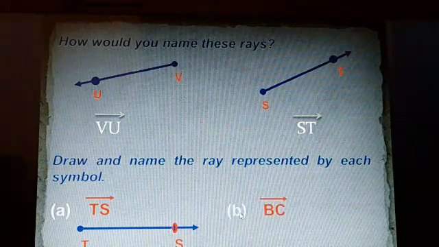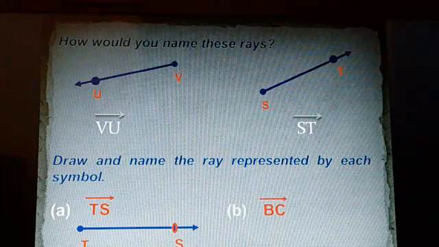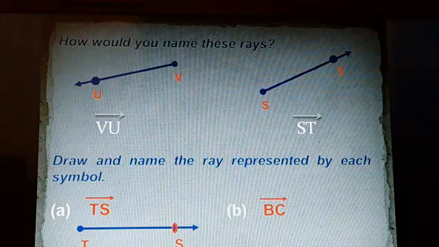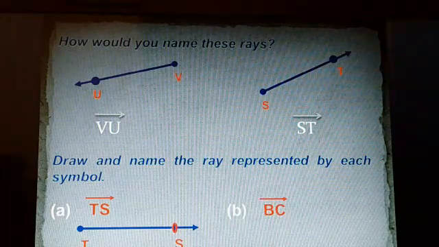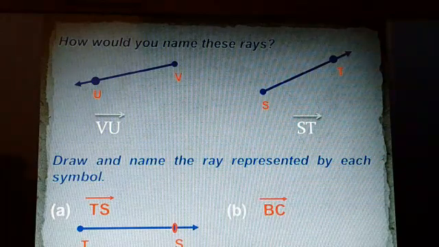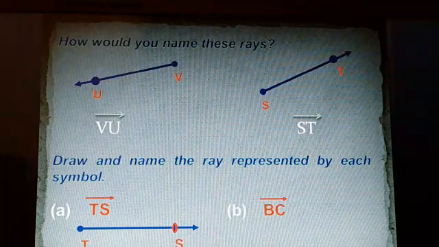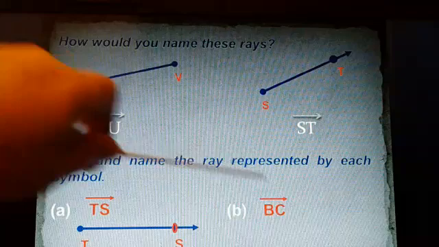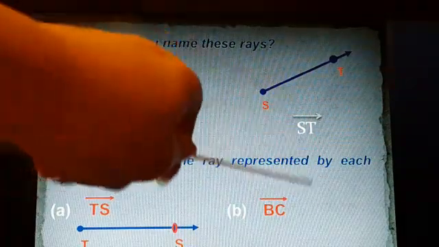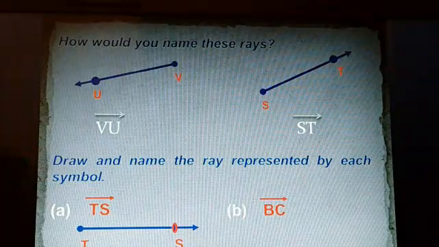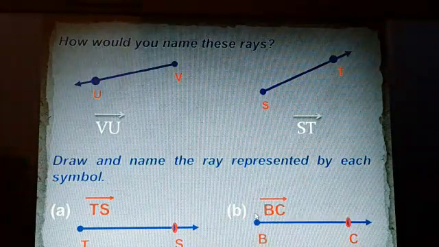Now do the next. Okay, do it with me. Ask yourself what we have to do. Draw. Then what do we have to draw? A ray BC. Okay, ask yourself which letter is on the end point. B. Which letter is with the arrowhead? C. So how to draw it? Like this. Okay, now the second part of the presentation is about angles.